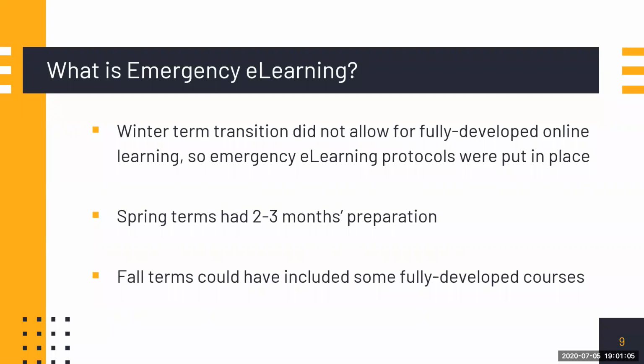Often the winter term emergency e-learning announcement was matched with a spring and summer term or quarter announcement that would also fall under emergency e-learning. So these courses falling into that group had about 2 or 3 months preparation, which is still not 5 months, but it's a little bit better. So you're able to think about how you would fit in different elements.